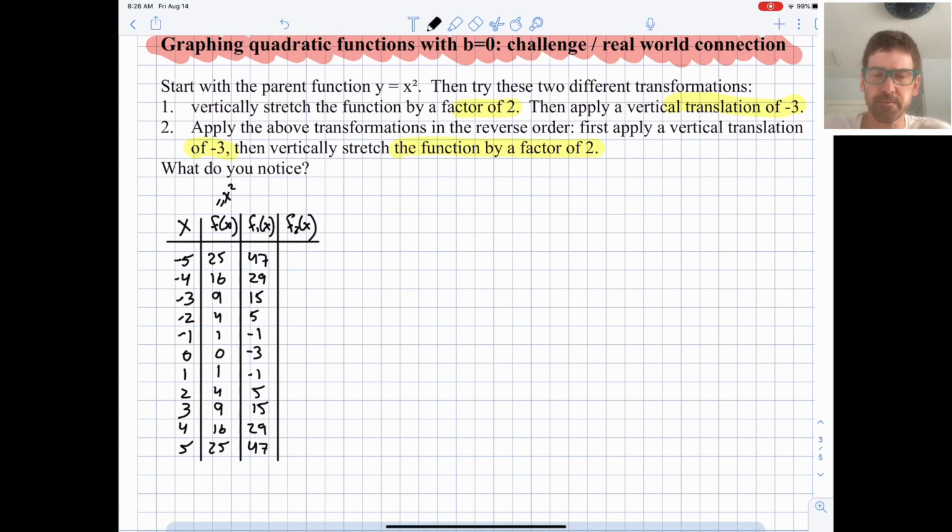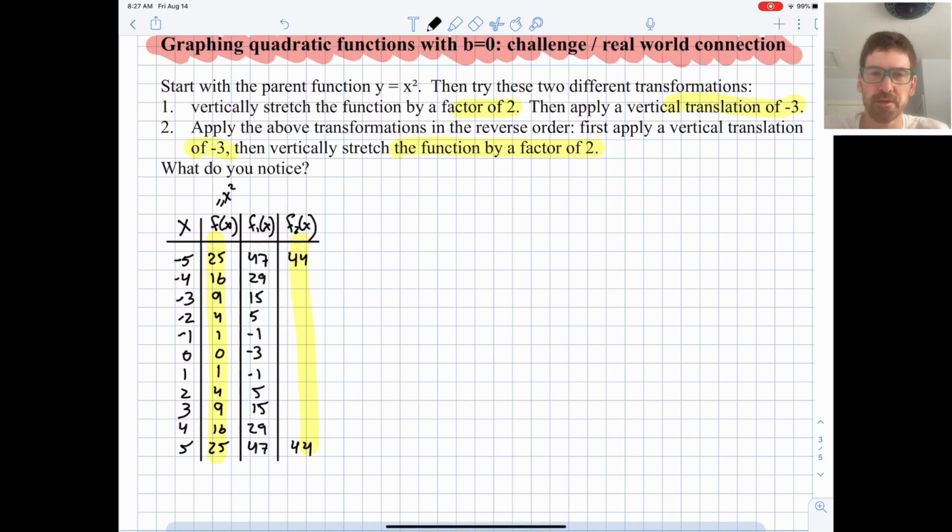For the second one, let's flip the order of the transformations. And I guess we're mostly curious, are we going to get the same thing? So we are going to go from our parent function to here doing the transformations. So first we'll subtract 3 to get 22 and then double it to get 44. So I think you can see that already that we're getting a different outcome.